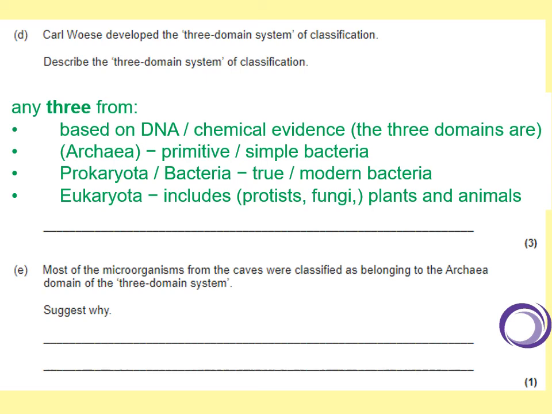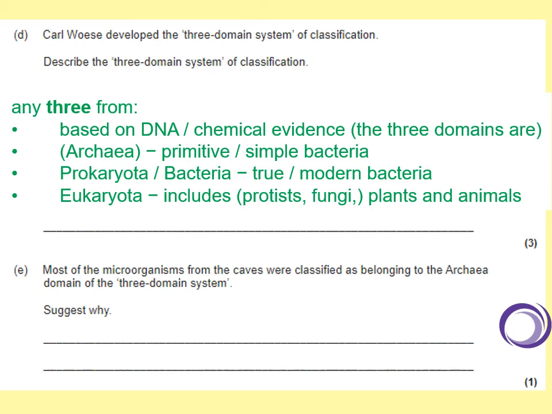It also included eukaryota, which is protists, fungi, plants and animals. So it's this idea that now you've got three groups. You've got primitive or simple bacteria, true bacteria, and then everything else, the eukaryota, which includes protists, fungi, plants, and animals.